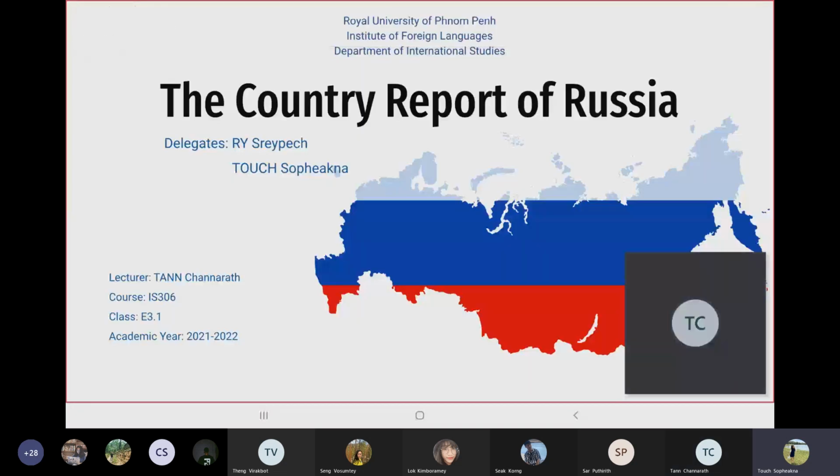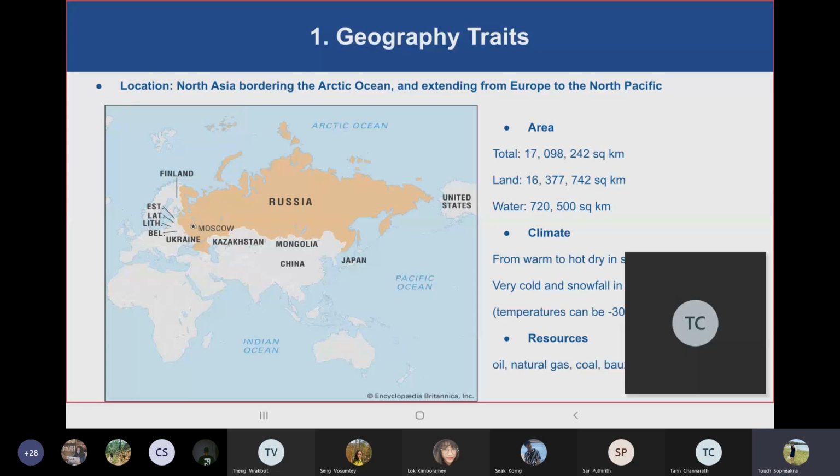So good evening, lecturer and everyone. Sripik and I are from Russia, so we are the representatives of the Russian Federation physically. For our country report presentation today, we'll have 6 main points in our contents. And the first point is about geography traits.